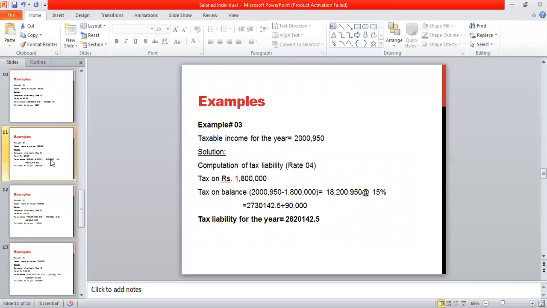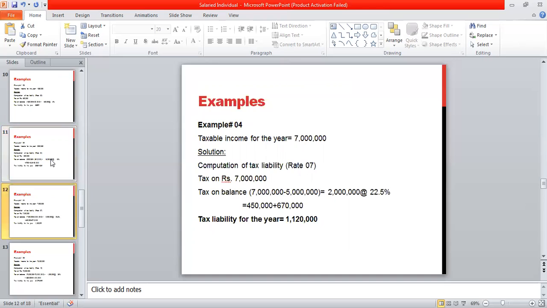First of all, we need to subtract 18 lakh from 2,950,000, and on the subtracted amount we calculate 15%. As I said, 90,000 is compulsory with 18 lakh. We have our answer. Tax liability for the year is 2,820,142.5.